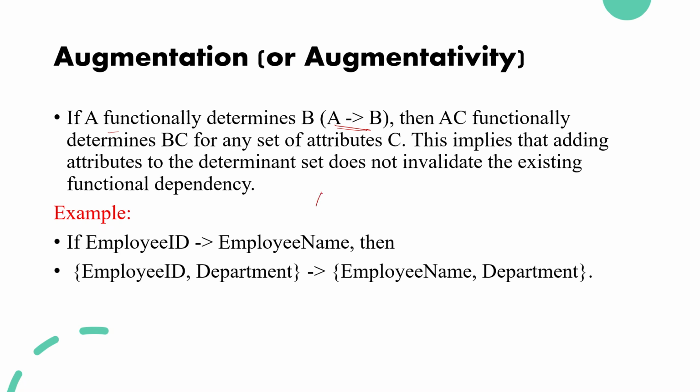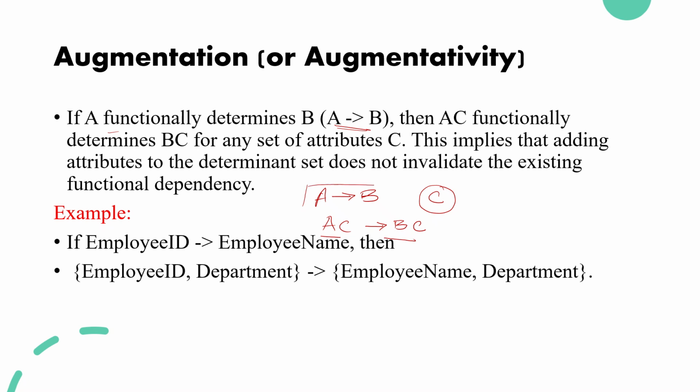For example, if A is determining B, and we can say C is another set of attributes. So A is one attribute, B is one attribute. A is determining B, and let us take C as another attribute. Then in this case AC functionally determines BC. This means that adding the attribute C to both sides of the functional dependency maintains the dependency.